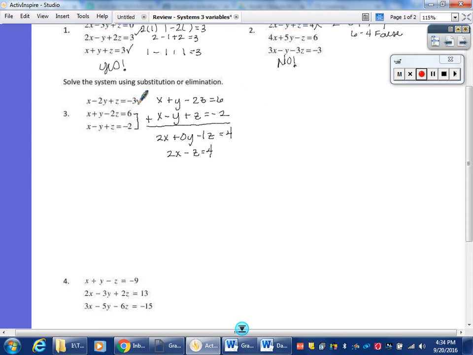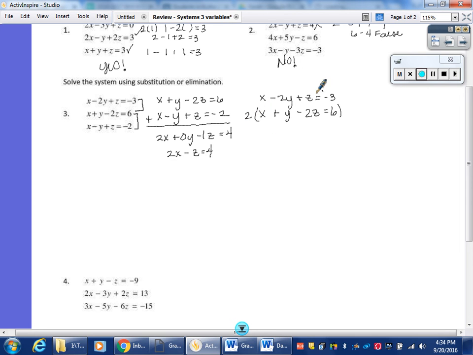So I come back over here and I pick a second set. I've got a negative y here and a positive y there. I'm going to use the first and the second just because this is negative and that's positive, so I don't have to multiply by any negatives. So again, I'm going to rewrite the equation. So this is x minus 2y plus z is equal to negative 3, and x plus y minus 2z is equal to 6. I want to eliminate y, so I'm going to multiply the second equation by 2.